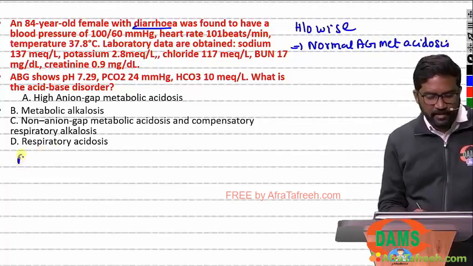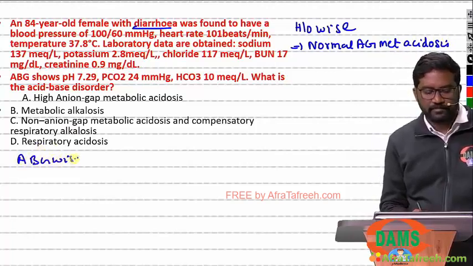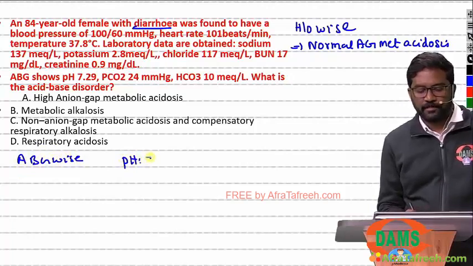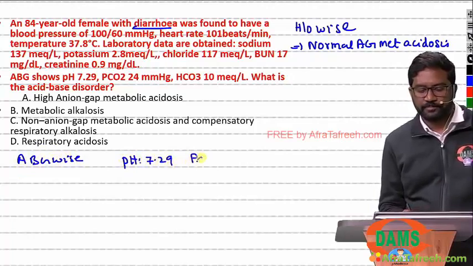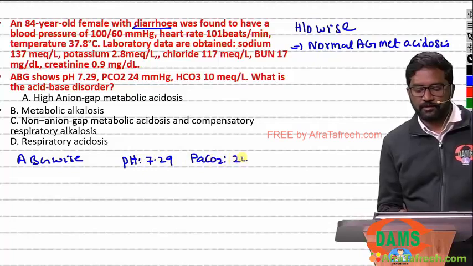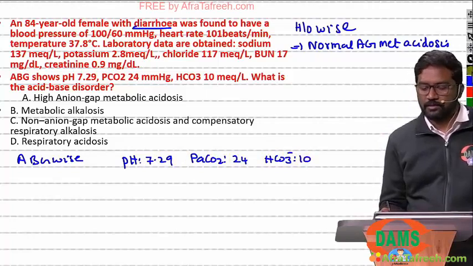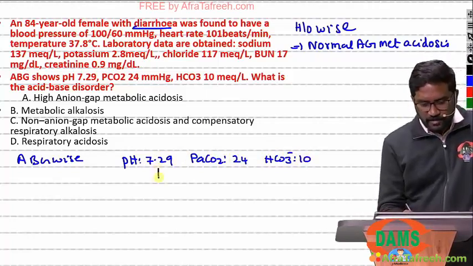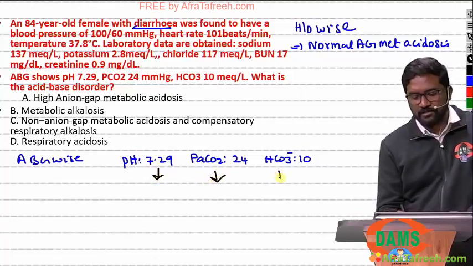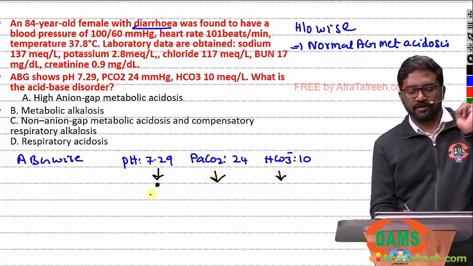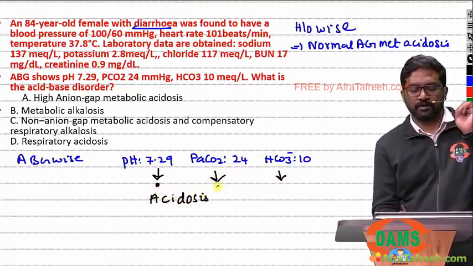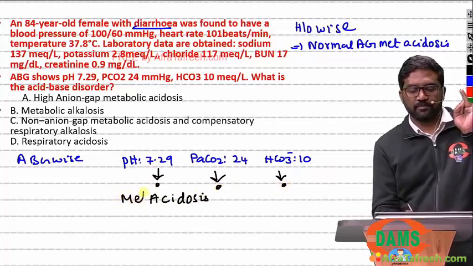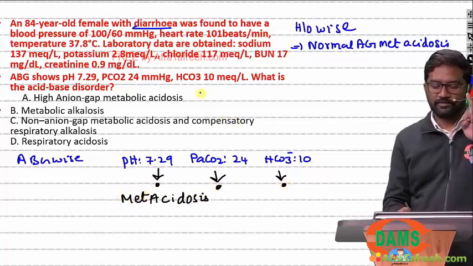Then ABG-wise approach. pH 7.29, PaCO2 24, bicarbonate 10. Quickly draw arrow marks. Reduced, reduced, reduced. Step 1, see the pH. Acidosis or alkalosis? Acidosis. Step 2, what is primary? The change is in the same direction. So it is metabolic. Step 3, calculate compensation.